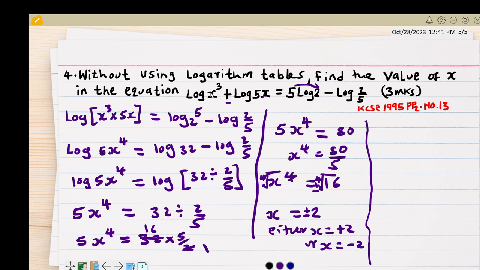Similarly, if you substitute negative 2 here, you will have negative 2 cubed, which will be negative 8. The logarithm of negative 8 is not defined. So it is only the logarithm of positive numbers that is defined. Therefore, we'll conclude and say the value of x will actually be equal to positive 2 as our final answer.